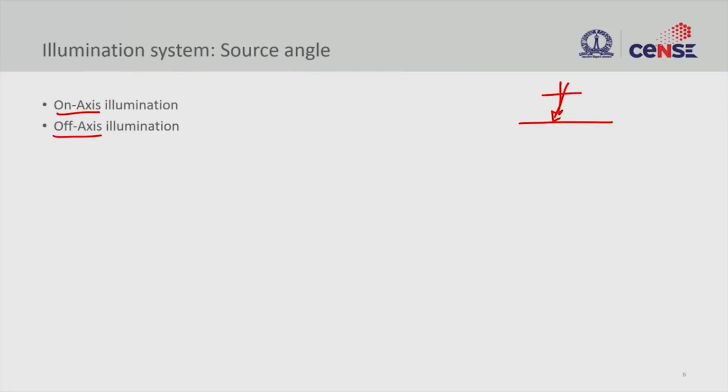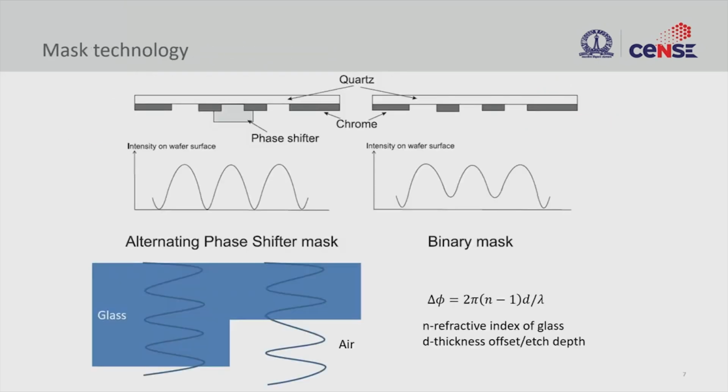So not just the light source wavelength, you can also position the light source in order to get the patterning done. So this is what we do for the light source. Let's look at the mask technology itself. The mask technology has evolved over time in order to make better patterning.